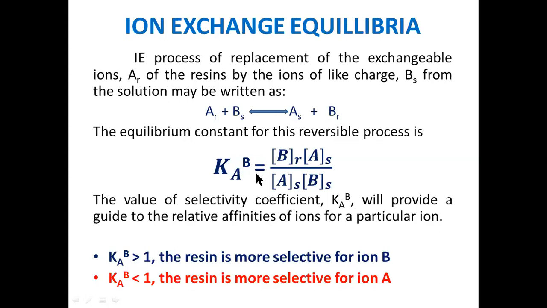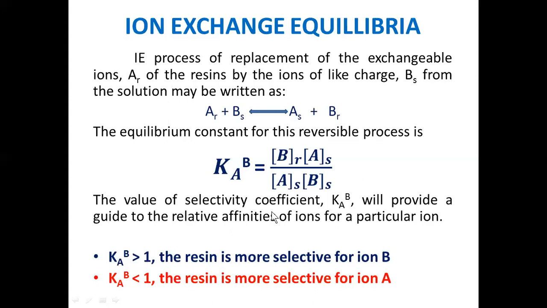If you use the law of mass action, the equilibrium constant for this reaction is simply the ratio of the concentration of products to the concentration of reactants. So, the concentration of BR times the concentration of AS, divided by the concentration of AR times the concentration of BS. The equilibrium constant is denoted by KAB. This equilibrium constant is called the selectivity coefficient.